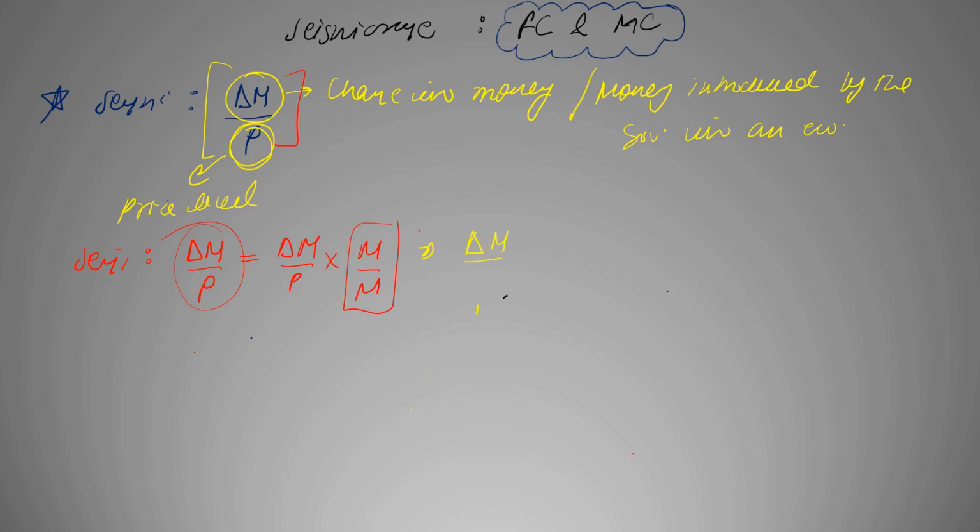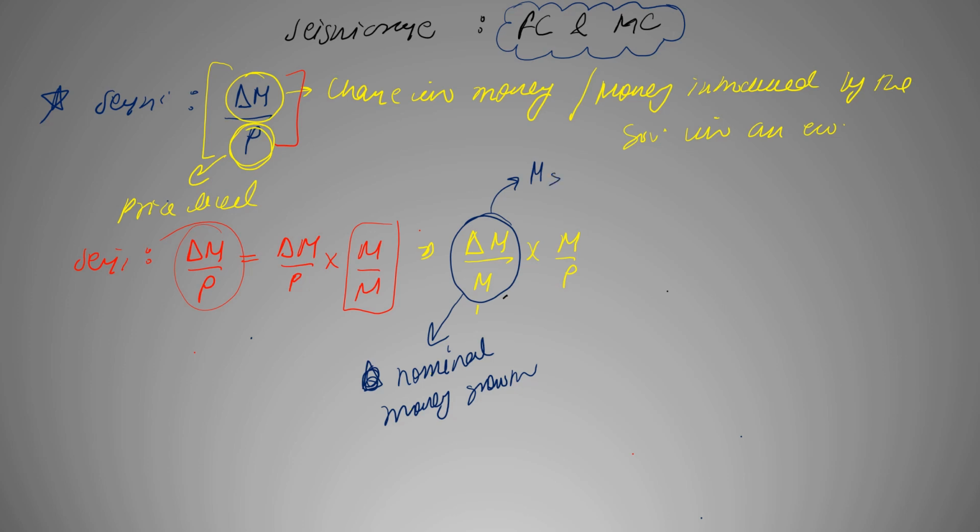It's going to be delta M by M into M by P, where this delta M by M basically shows nominal money growth, or change, introduction of new money, the current money supply with respect to the money supply or quantity of money that actually existed in the economy today already.